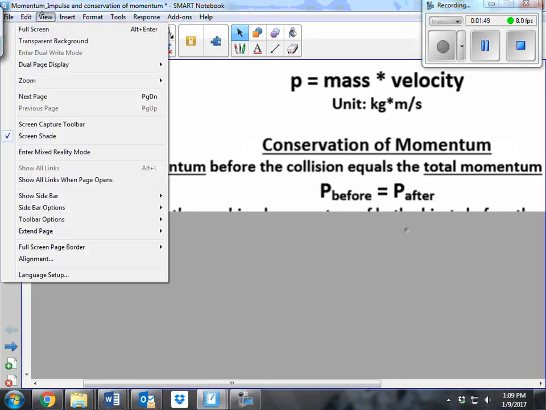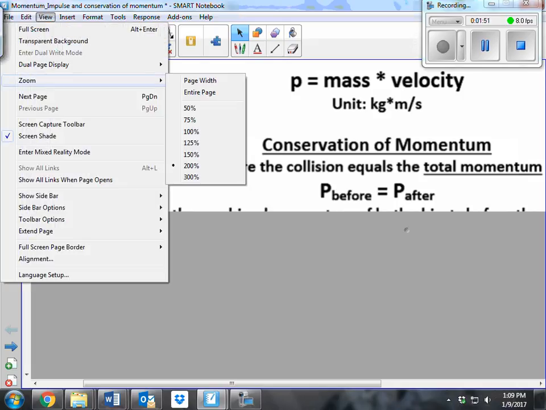I'm just going to zoom down a little bit so this all fits. We'll go back to 100.